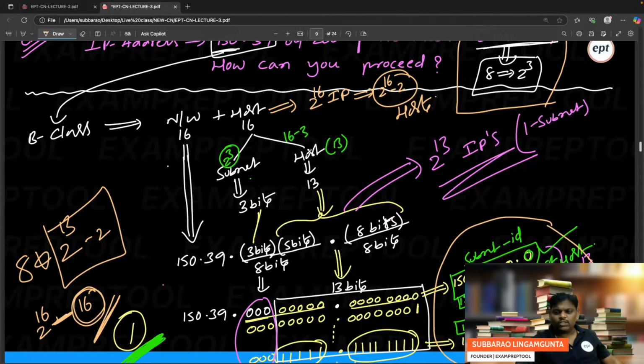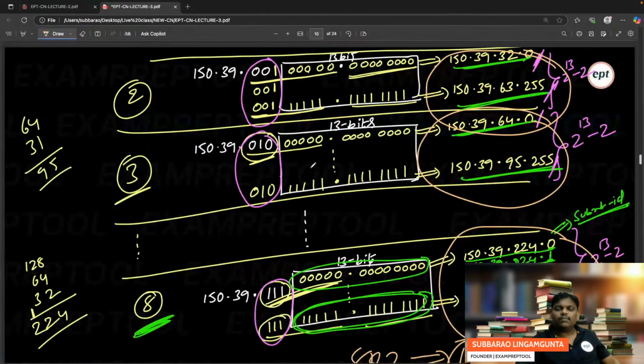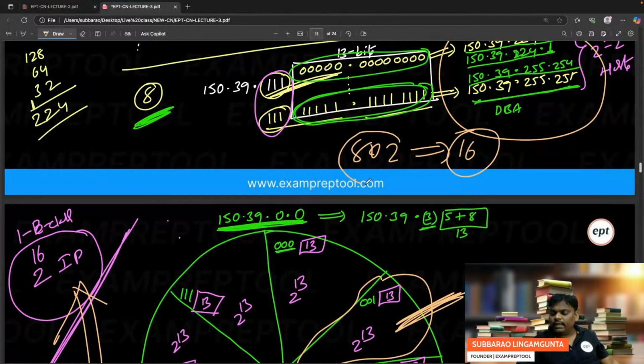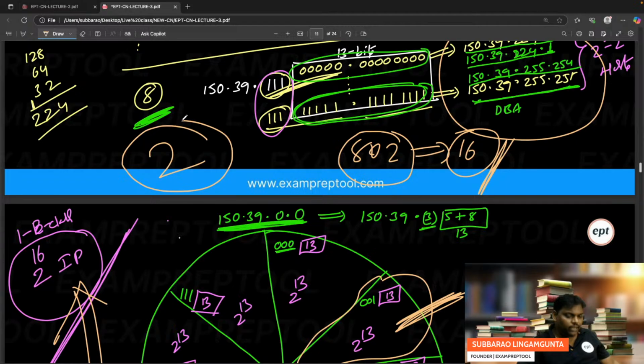Okay, fine. Shikhar, whatever you said, that is also okay. Before subnetting, minus 2: only one DBA, only one subnet ID. But after subnetting, 8 subnet IDs and 8 DBAs. So everywhere 2 addresses, 8 times, totally 16. Before only 2, now 16. 14 will be wasted.